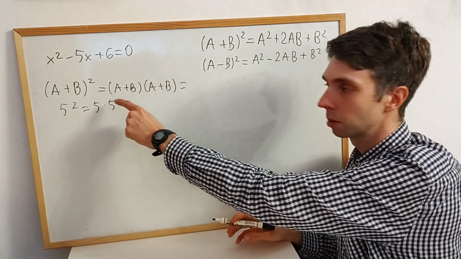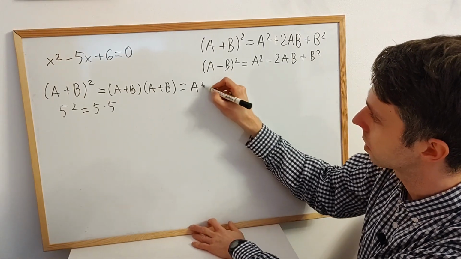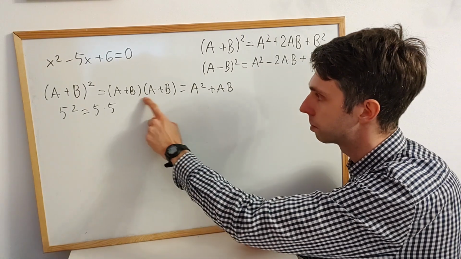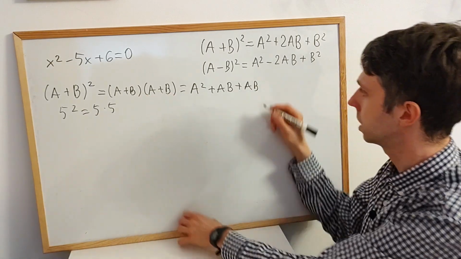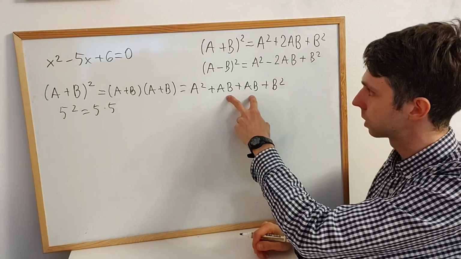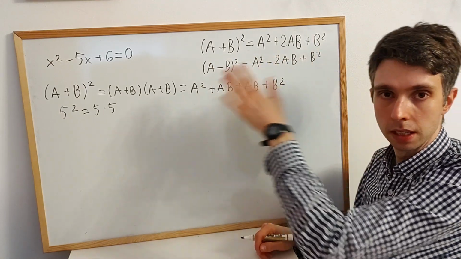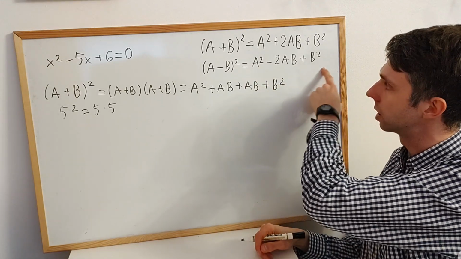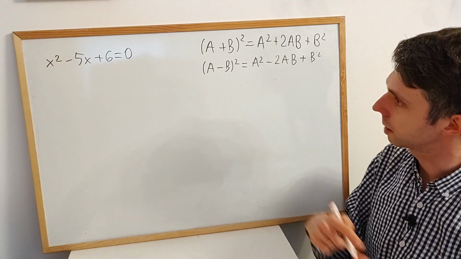So this means you multiply everybody by everybody. So a times a is a squared, a times b is ab, b times a is ab, b times b is b squared. So here you have two same expressions, so it's 2ab, and you get this formula. In a completely analogous way, you can also derive this formula. So now, how do I use them here?